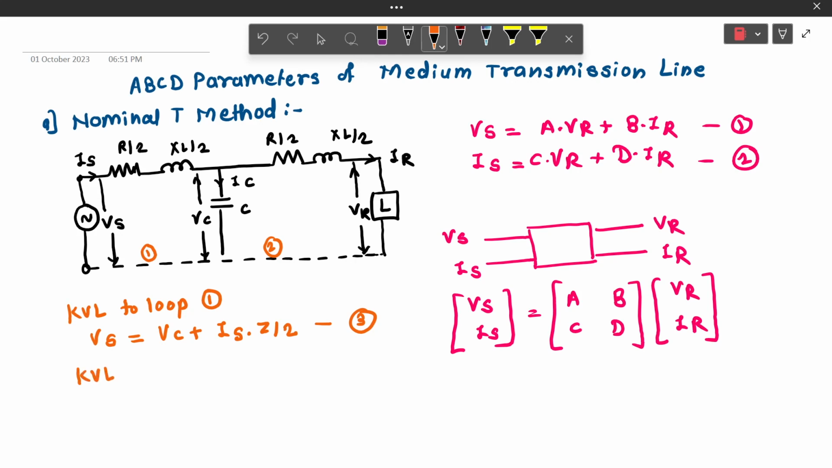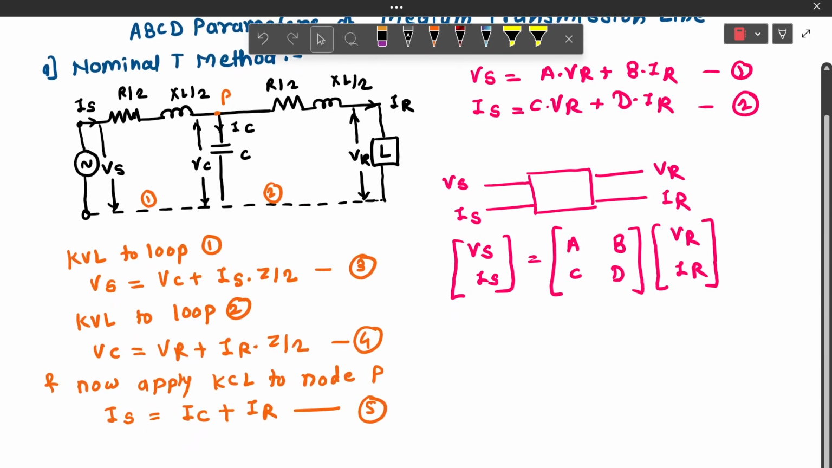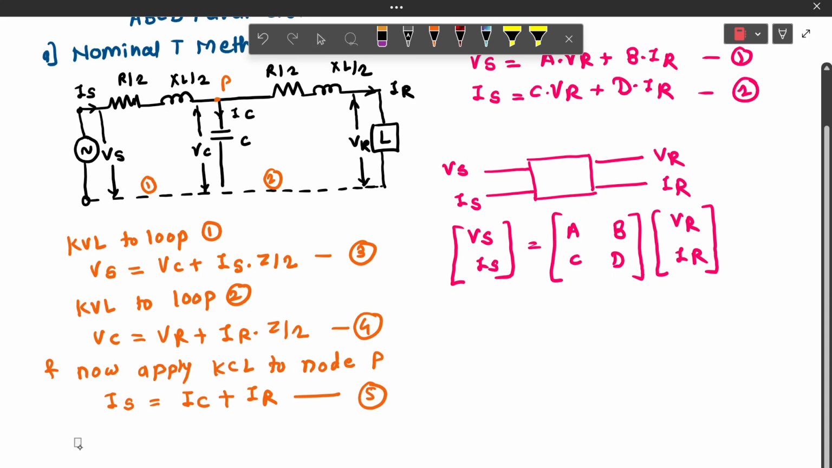Then we are applying KVL to loop 2. We can write the expression for loop 2 as Vc is equal to Vr plus Ir into Z by 2. Equation number 4. And now apply KCL to node, which can be written as P node. Node P, we can write incoming current Is is equal to outgoing current Ic plus Ir.